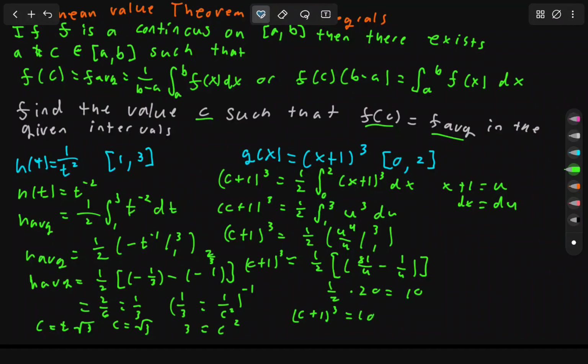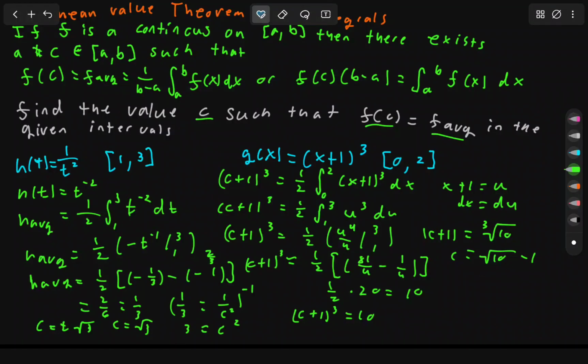But we need to now solve this expression for c. So we're going to take the cube root of both sides. So we get c plus 1 is equal to the cube root of 10. So then we must get c is equal to the cube root of 10 minus 1.